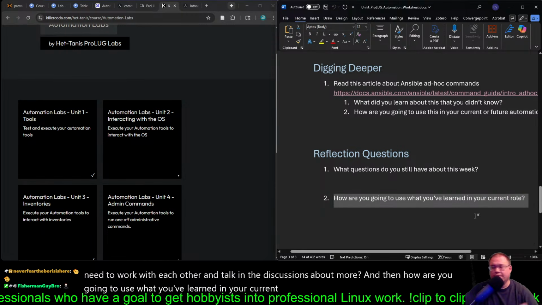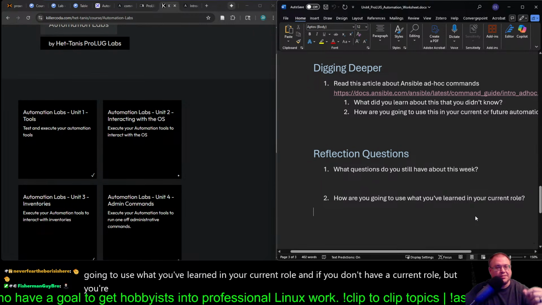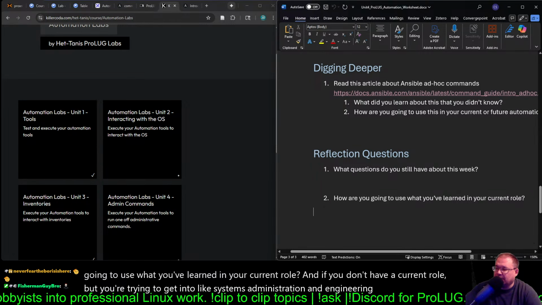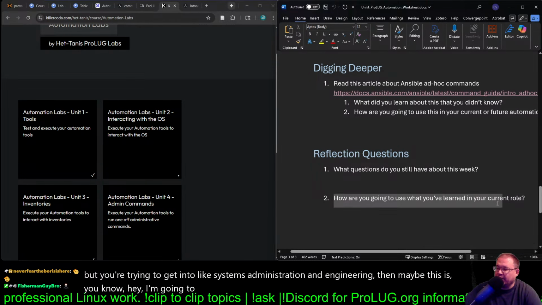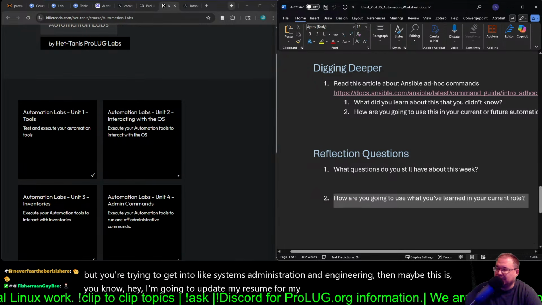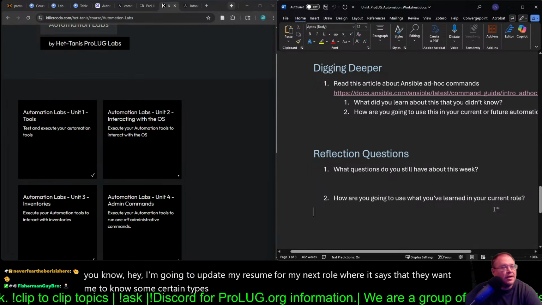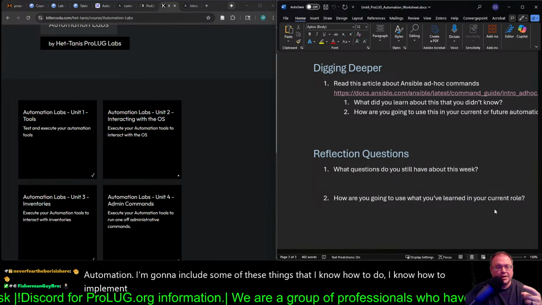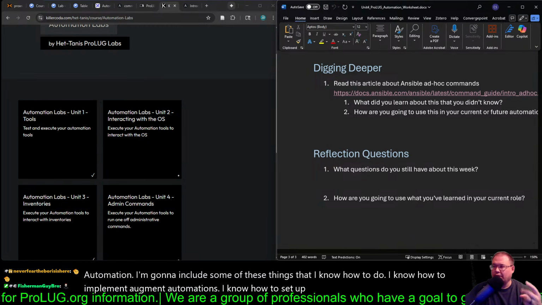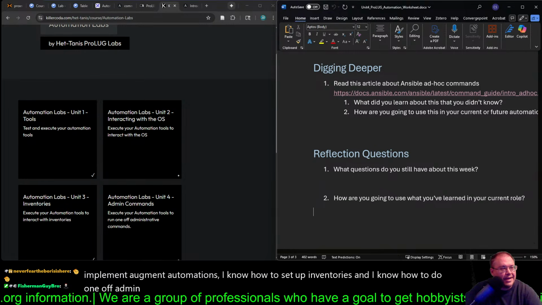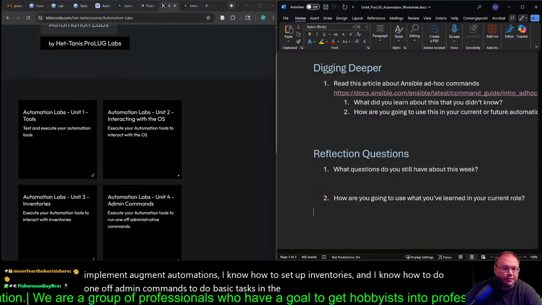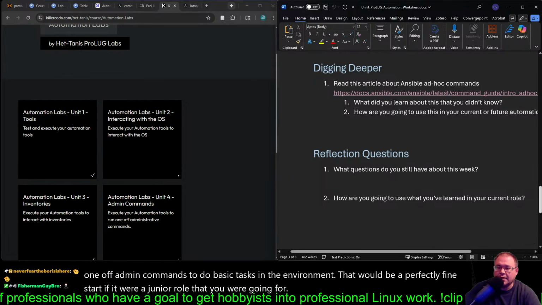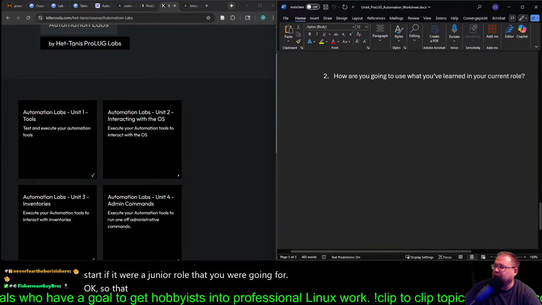And if you don't have a current role, but you're trying to get into systems administration and engineering, then maybe this is, hey, I'm going to update my resume for my next role where it says they want me to know some certain types of automation. I'm going to include some of these things that I know how to do. I know how to implement automations. I know how to set up inventories, and I know how to do one-off admin commands to do basic tasks in an environment. That would be a perfectly fine start if it were a junior role that you were going for. Okay, so that is the automation worksheet.